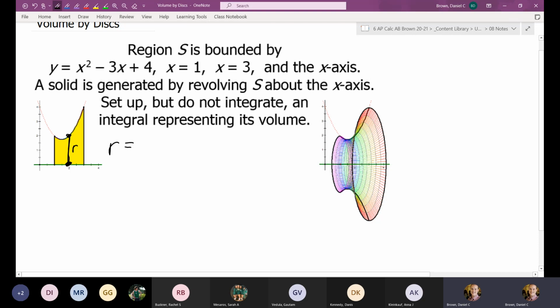Since it's a dx problem, is your r going to be top minus bottom or right minus left? Top minus the bottom. What's the top function? X cubed minus 3x plus 4. What's technically the bottom function? 0.